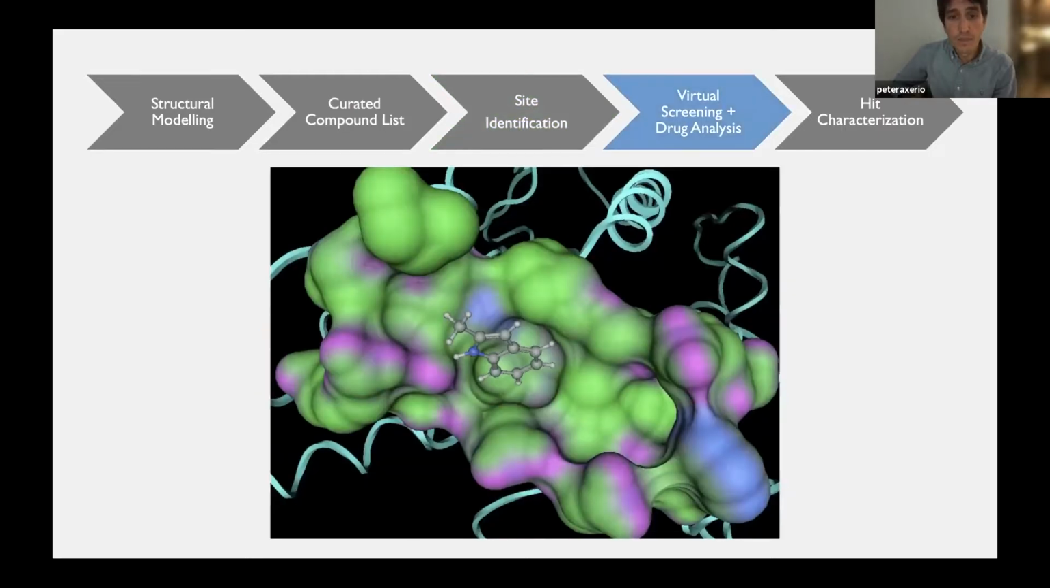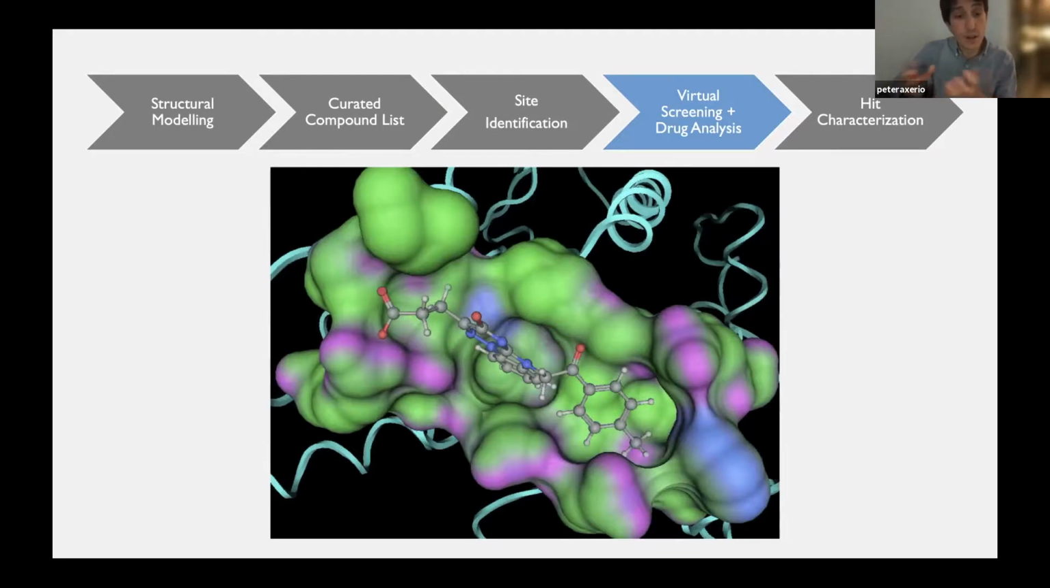So we do some kind of virtual screen. This is sort of the representation of what happens. We have a database. These drugs are bound to the receptor or to the transporter, and then they are scored. They're scored based on how strongly they interact with the protein and what kind of interactions are there.